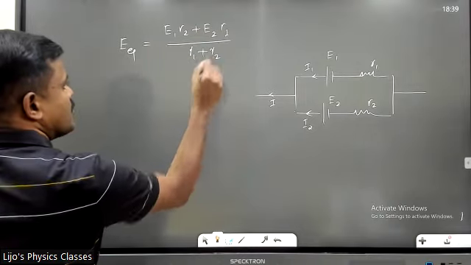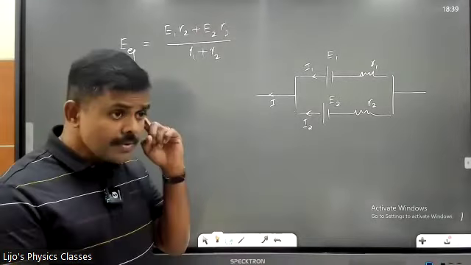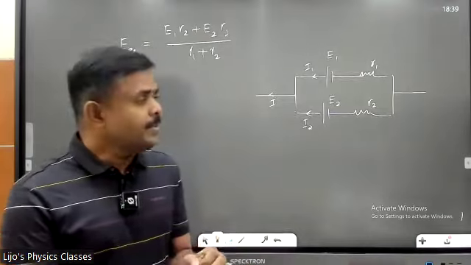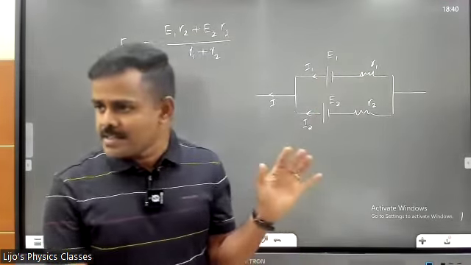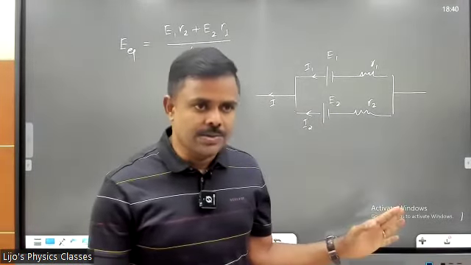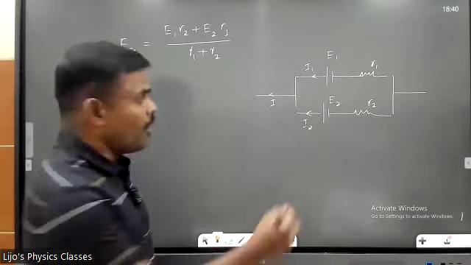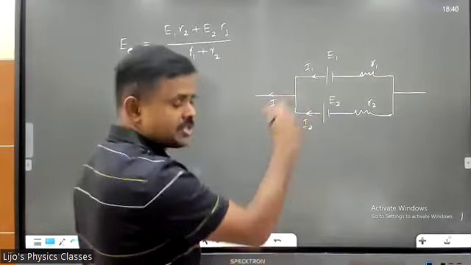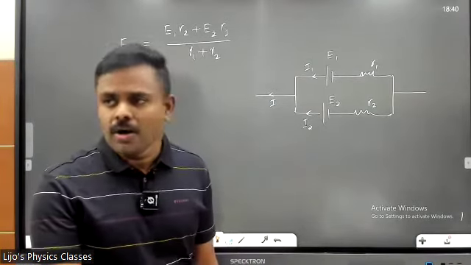That is how you find the effective EMF. All right. I repeat one more time. I'll tell you the context. We have two cells here. Cell number one has EMF E1 and internal resistance R1. Cell number two has EMF E2 and internal resistance R2. They are connected in parallel. Parallel means positives are connected together and negatives are connected together. Such a combination is called a parallel combination.